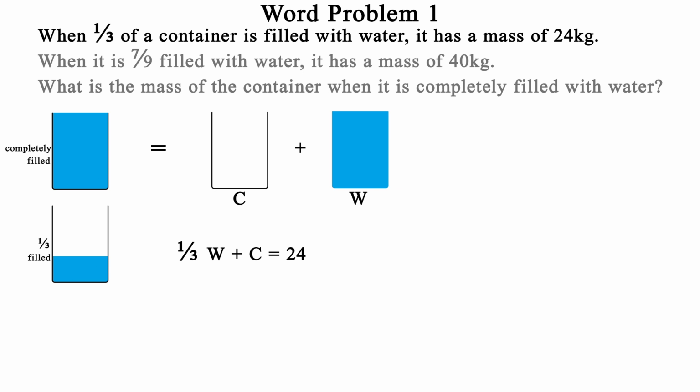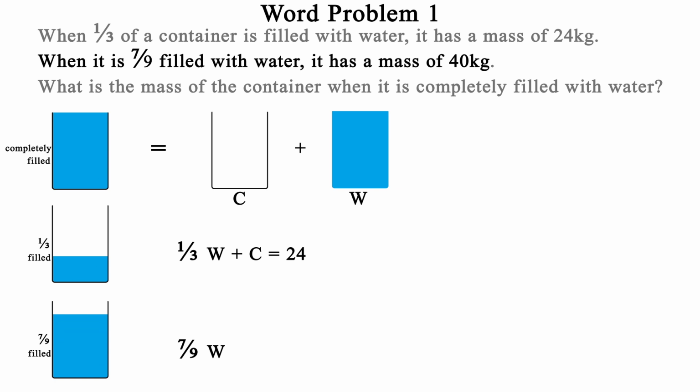Second condition, I'll focus on the second sentence. When it is 7/9 filled with water, it has a mass of 40 kilogram. How does that look like? Think about a container and 7/9 part of the container is filled with the water. So now the water weight is going to be 7/9 W plus the container weight, which is C, equal to 40. So this is giving me two equations. Now we can solve that by substitution method, elimination method, whatever is convenient. But here I have got my C coefficient the same, so I will use the elimination method.